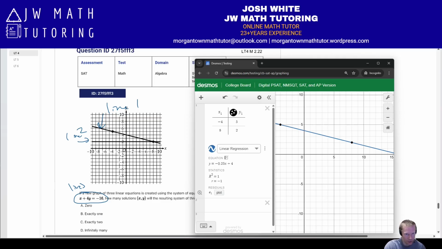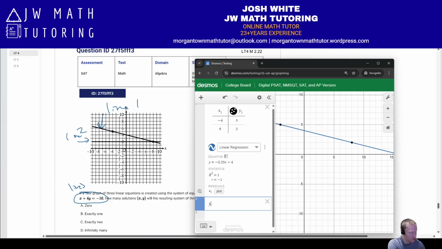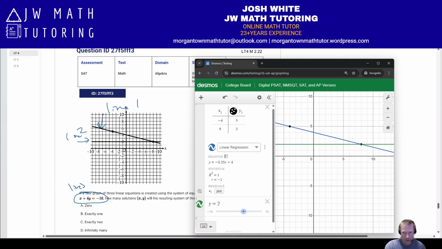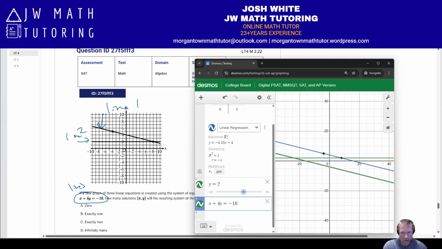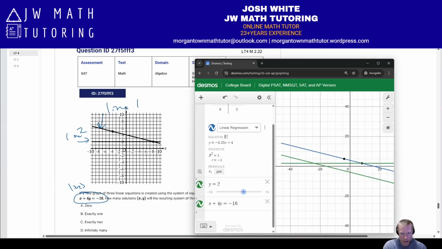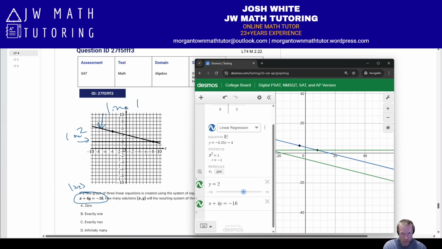Now I'm going to graph line 2, which is just the horizontal line y equals 2. All right, so we have this. They're intersecting here at 8, 2, so that checks. Now let's look at line 3. Okay, notice line 3 is going to end up being parallel. It will never intersect line 1. So how many solutions is this system going to have? Well, the answer is just going to be 0, none.